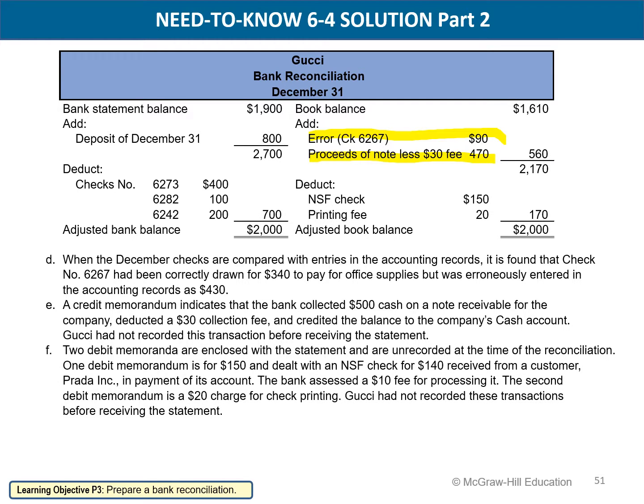And then in F, they tell us that there's a $150 NSF fee for a check for $140 that was received from a customer, and then we had a $10 fee for processing it. So that's our total of $150. And then we have a $20 debit memorandum for check printing charges. So we had not entered those charges before we received our bank reconciliation, we being the company. So we needed to deduct those two items from our book balance. And then if you do the math going down on both sides, your bank balance equals your book balance. You're reconciled. Okay? So that's kind of how that works.